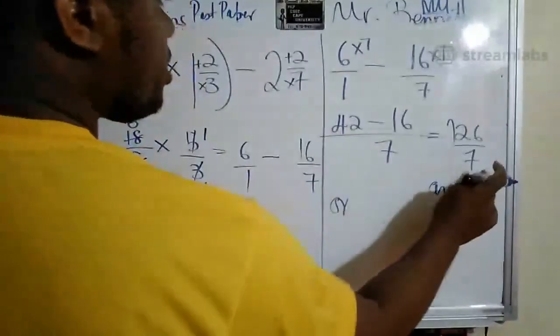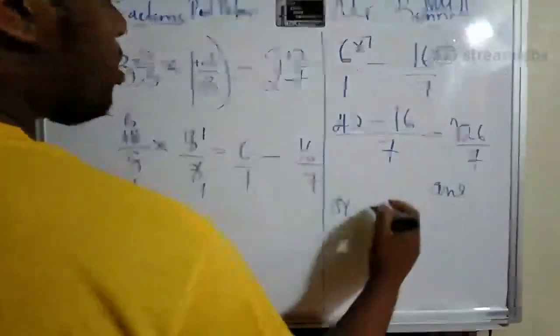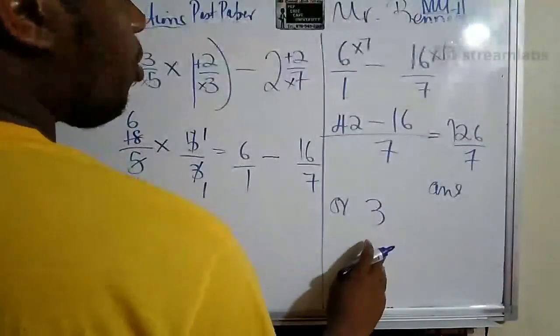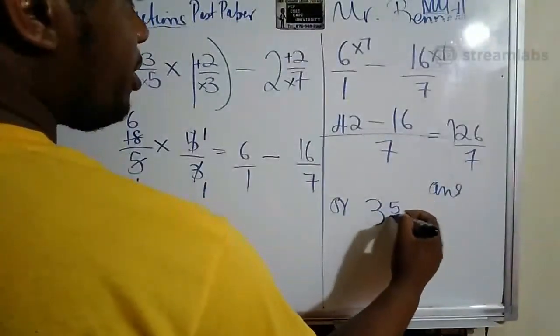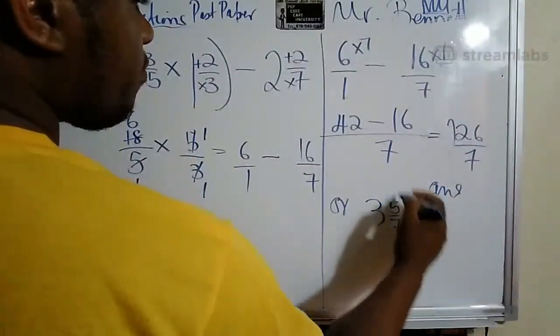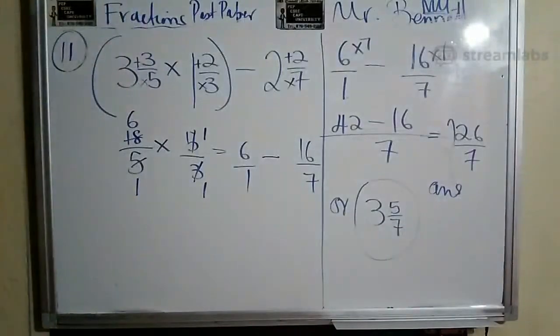Or we can say 7 into 26, 7 3s, 21. That remainder 5 over 7. Let's double check. Yeah, 26 over 7. Yeah man, that's it.